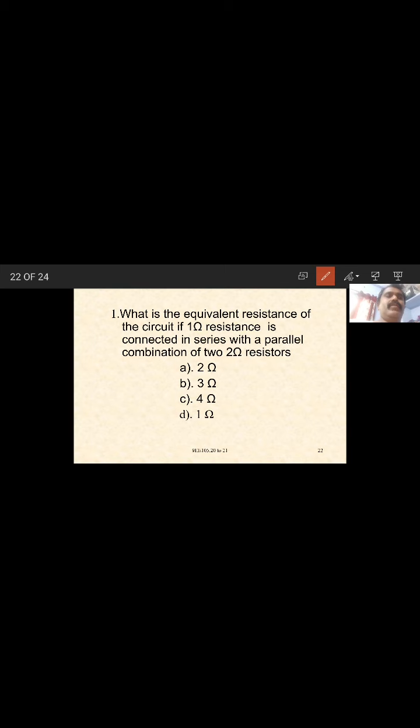Here the two 2 ohm resistors are connected in parallel, which gives 2 by 2, equal to 1, and it comes in series with the 1 ohm resistor, that is 1 plus 1, again 2 ohms.